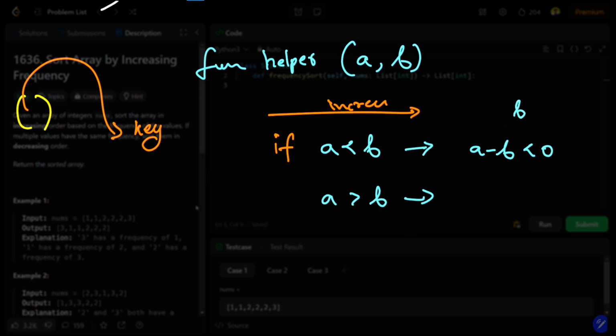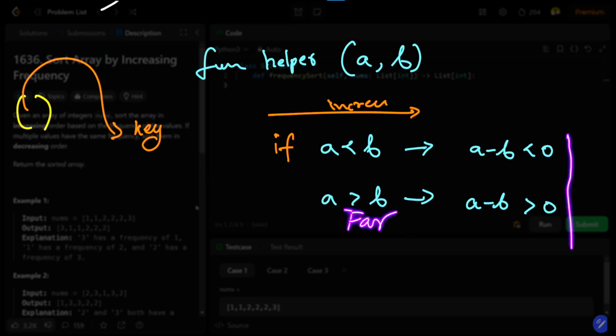If B is greater, that means A is smaller, so if A is smaller it will give me a negative value. Whenever A is greater, A minus B will give me a positive value. So either the compiler can return true or false, it can understand either true or false.